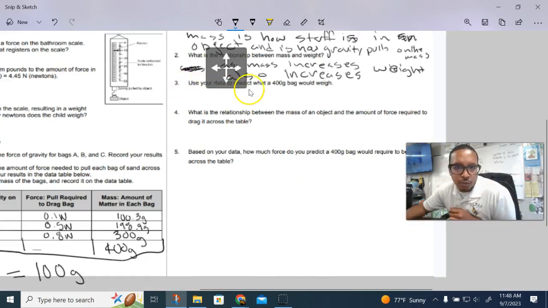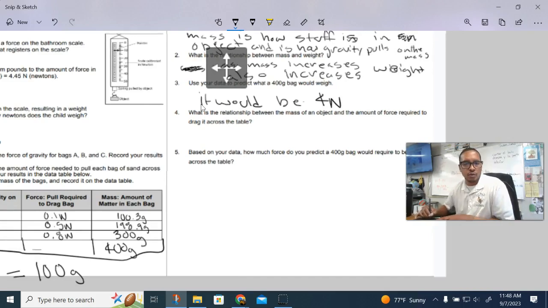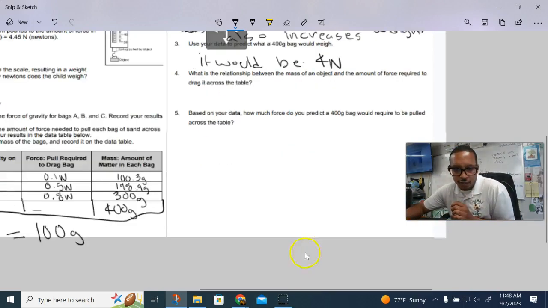Use your data to predict. Oh, we did that. And so we're going to put in there 4 newtons. Okay, cool. What is the relationship between the mass of an object and the amount of force required to drag it? Okay, let's take a look.